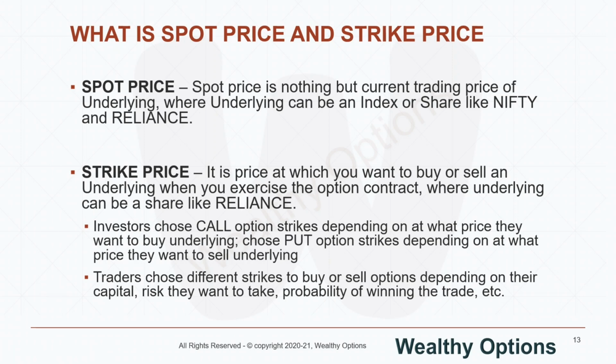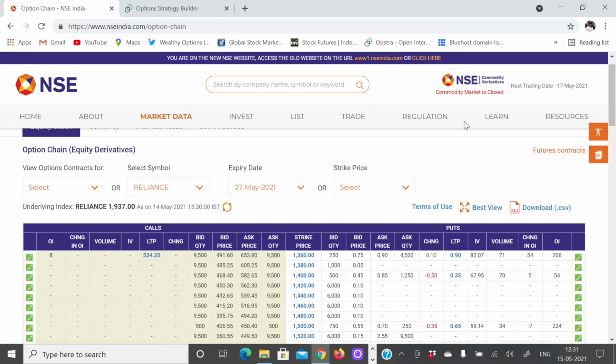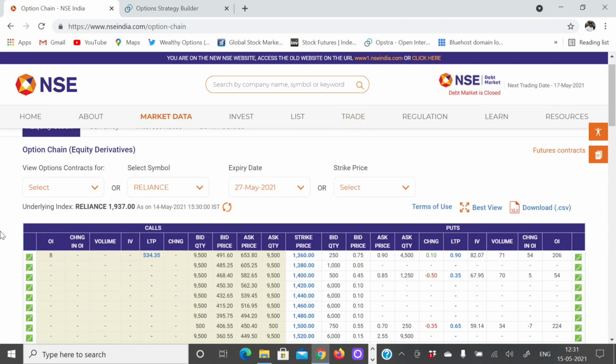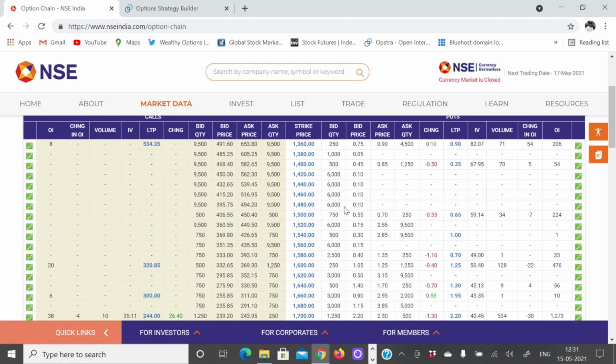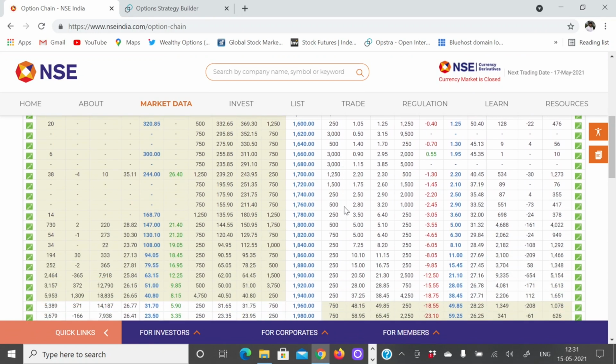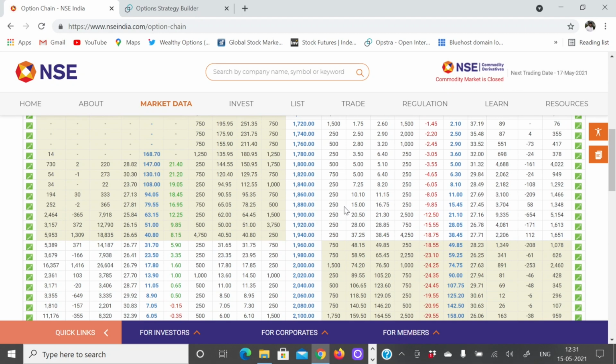Let's go to the NSE option chain to understand this with an example. What you see here is the option chain for the Reliance May month contract, and all the options on the left side are call options and all the options on the right side are put options. As you could see, there are multiple strike prices available for investors and traders to choose. Now let's understand this first from the investor's point of view.